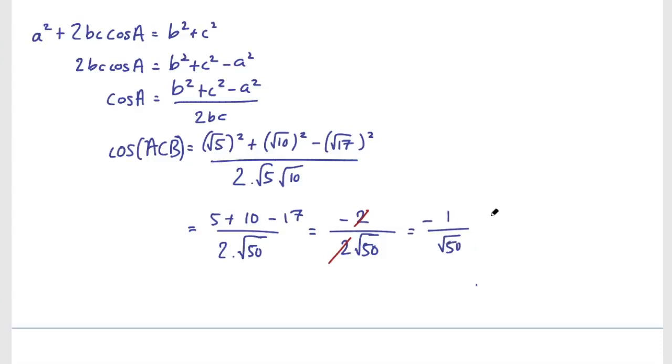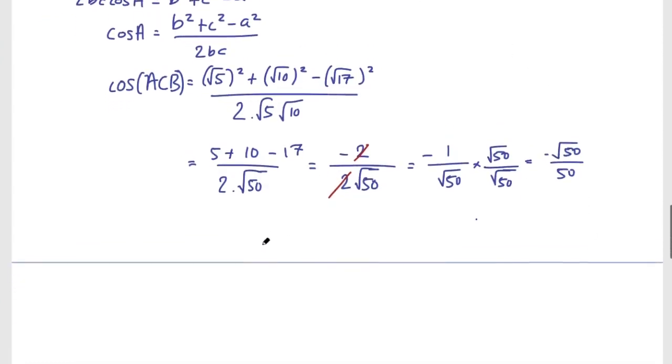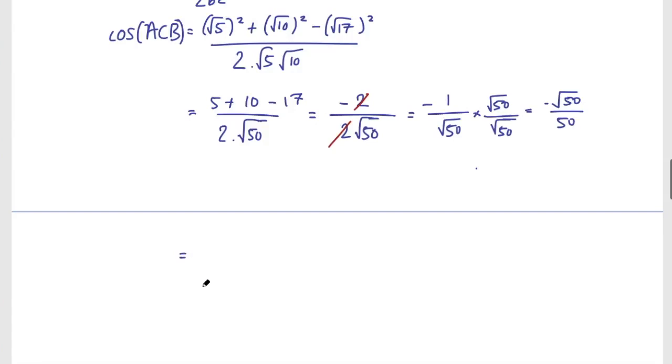Then I need to rationalize this fraction, so I multiply it by the square root of 50 over the square root of 50, which is the same as multiplying by 1, but the result is that I get rid of this square root on the bottom line, which we prefer to do in mathematics because it's simpler. So we end up with minus the square root of 50 over 50. And we can simplify this further. I might just bring this down to the next page, so let's just continue down here.